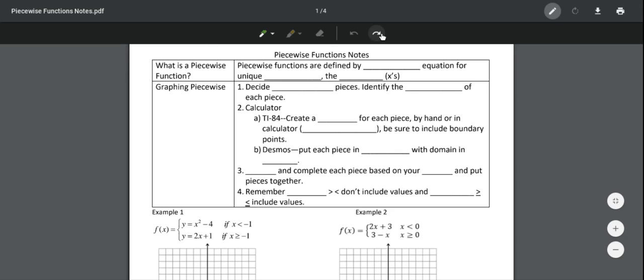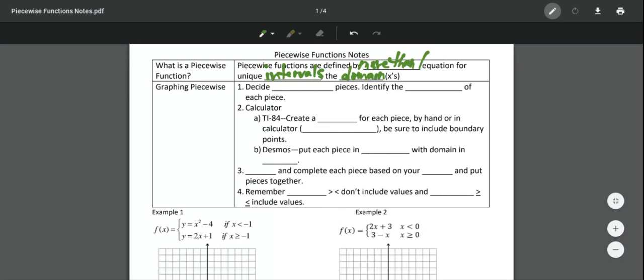So piecewise functions are defined by more than one equation, for unique intervals, which we call the domain or the x's.